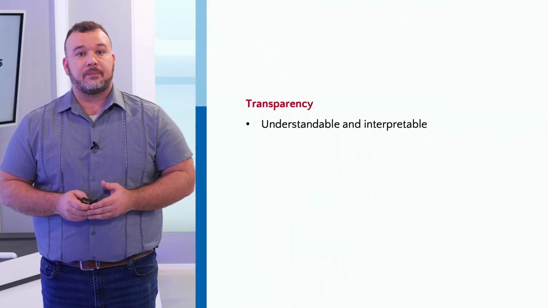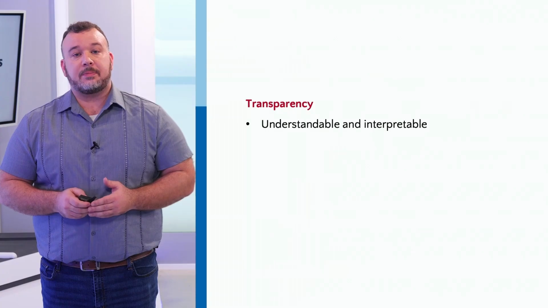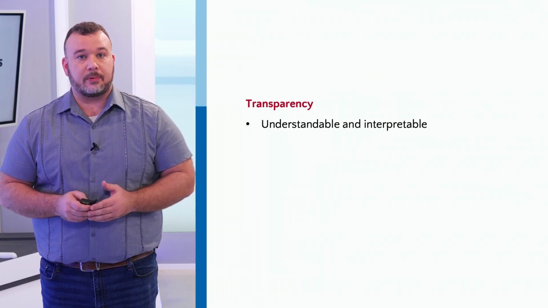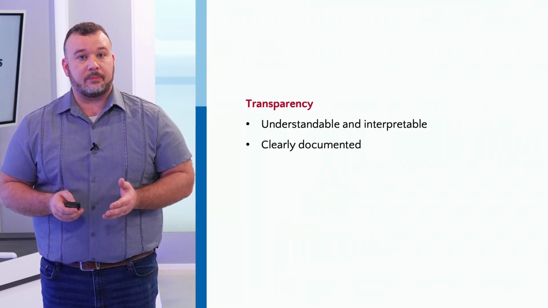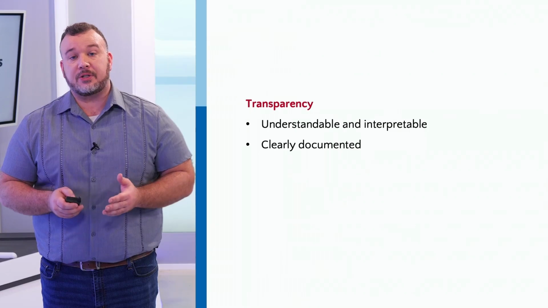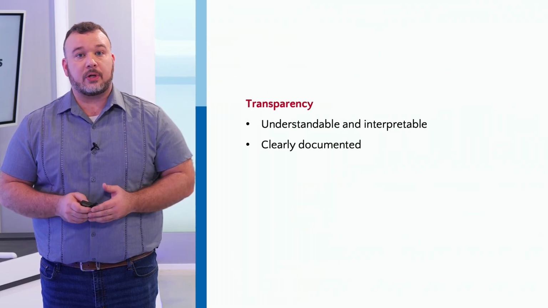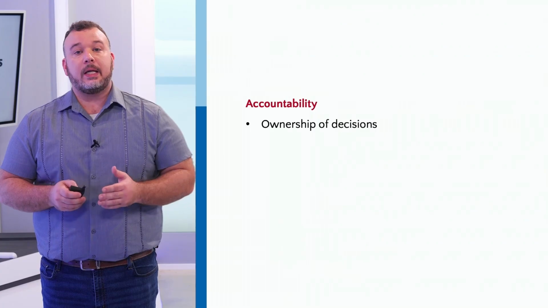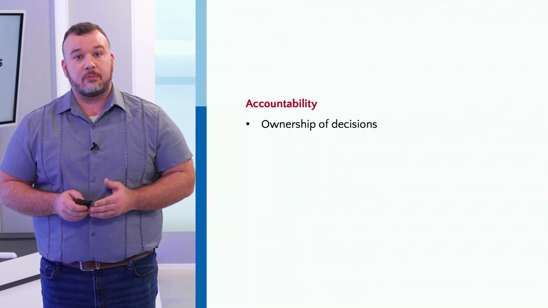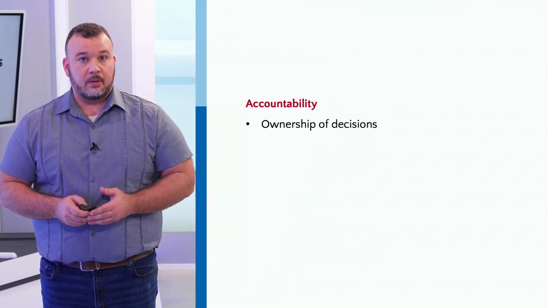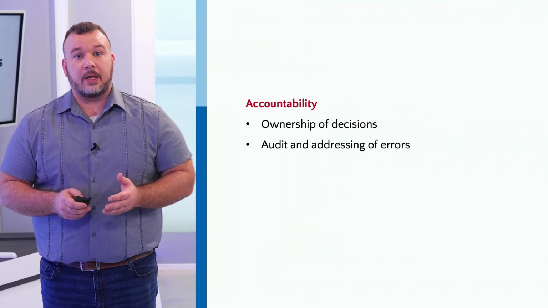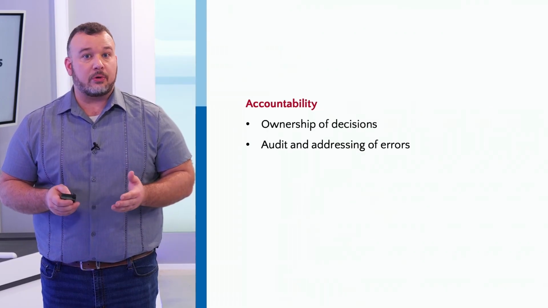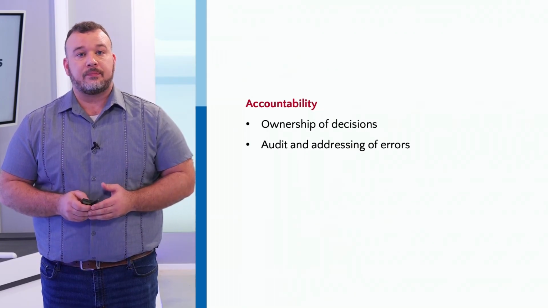Let's take a moment and break down those key metrics, beginning with transparency. AI systems must be understandable and interpretable. Documentation and clear explanations foster stakeholder and end user trust. Accountability. Clear ownership of AI decisions, well, that's crucial. We need mechanisms for auditing and addressing errors in order to maintain trust.